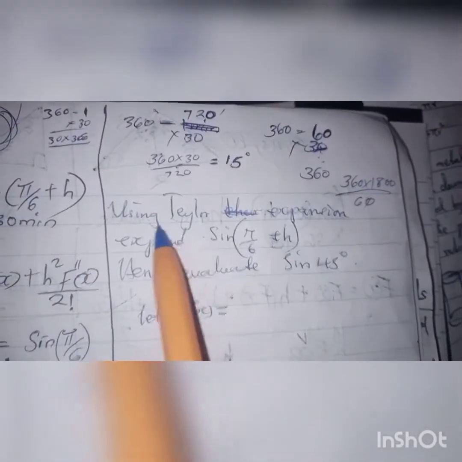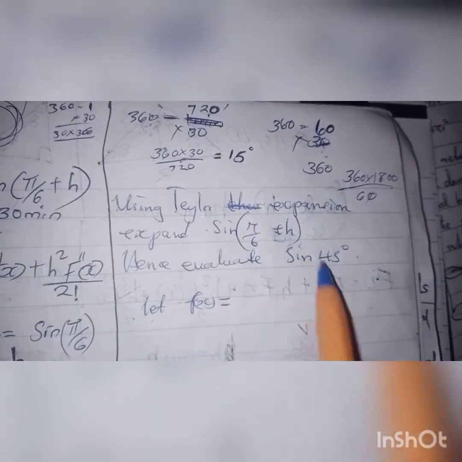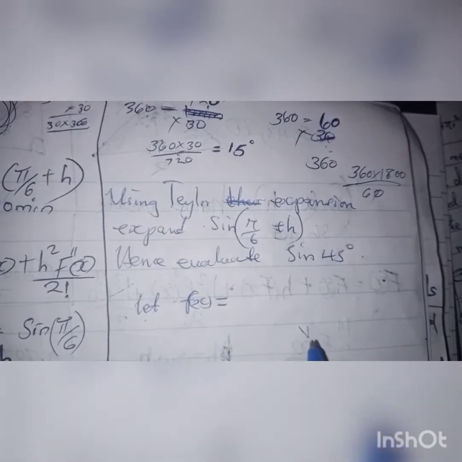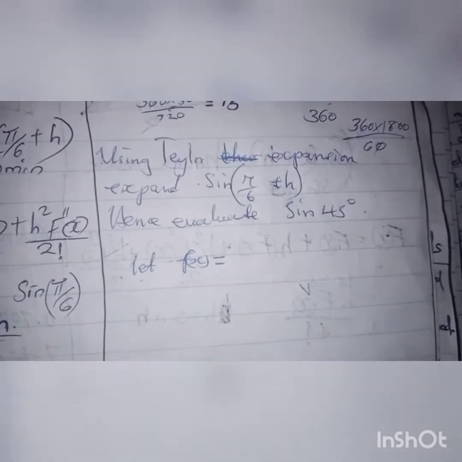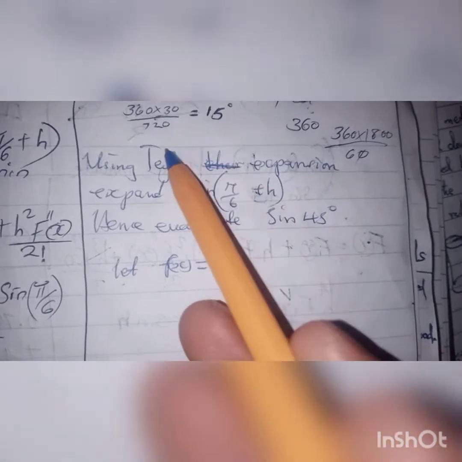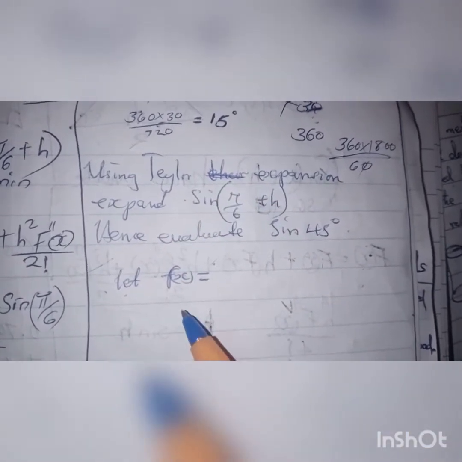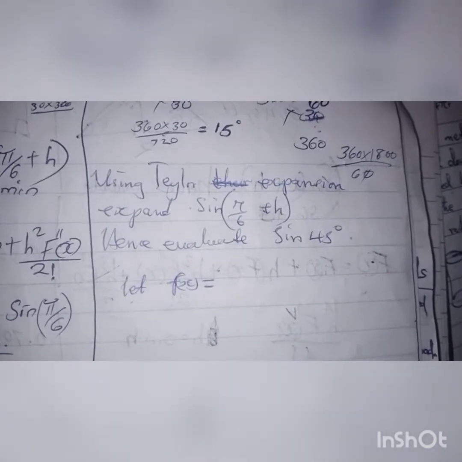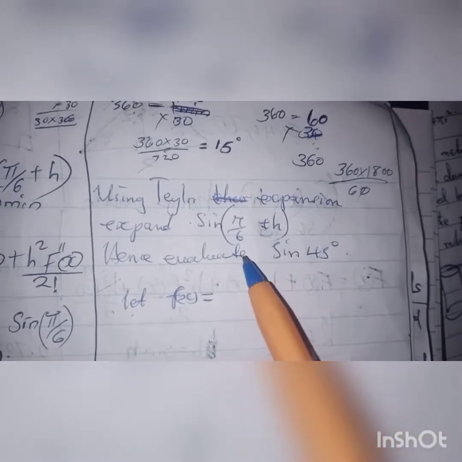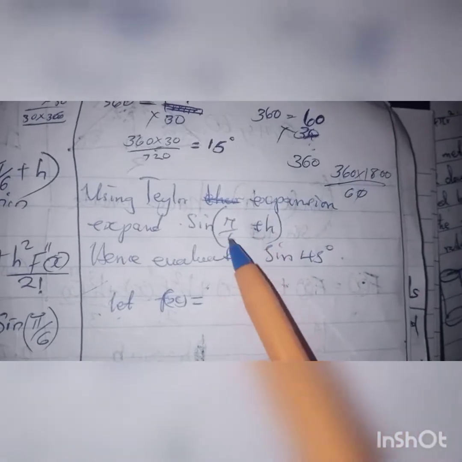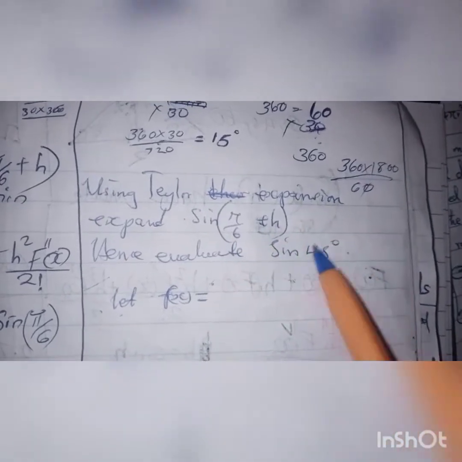So using Taylor expansion, expand sine of pi over 6 plus h. The first step in this solution is that you have to determine your function of x and your small change. What to know in Taylor series? Taylor series is just an application of small change. So there's a small change h added to pi over 6 to make it a certain value.